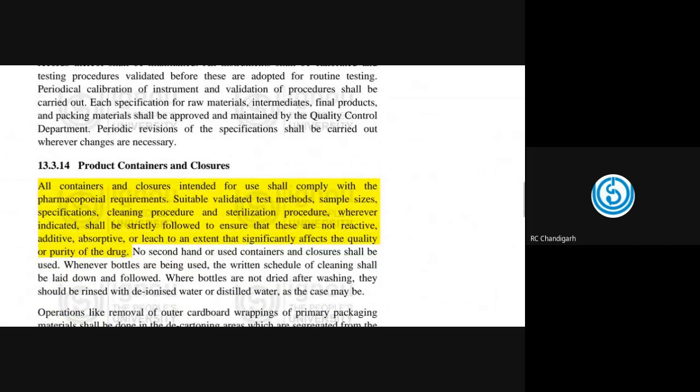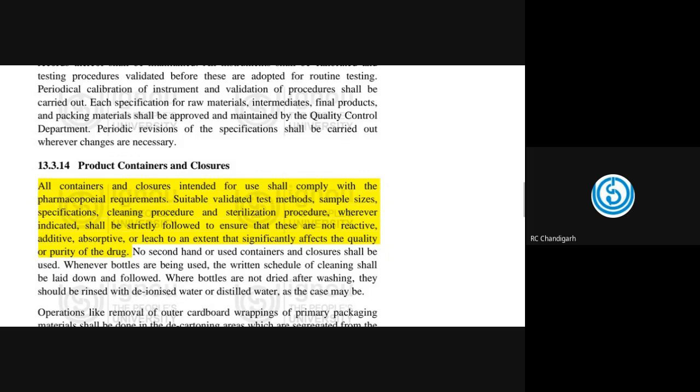Product containers and closures. All containers and closures intended for use shall comply with the pharmacopoeial requirements. Suitable validated test methods, sample sizes, specifications, cleaning procedures, and sterilization procedures, wherever indicated, shall be strictly followed to ensure that these are not reactive, additive, absorptive, or leach to an extent that significantly affects the quality or purity of the drug. No secondhand or used containers and closures shall be used.